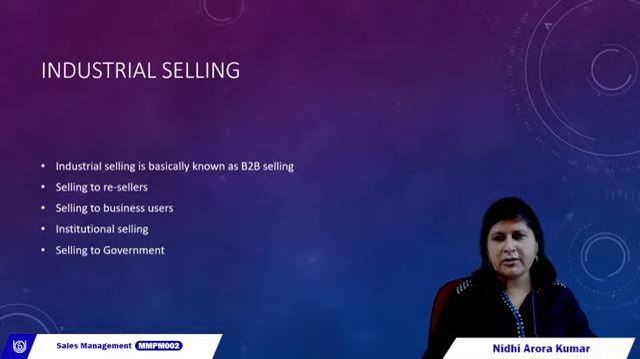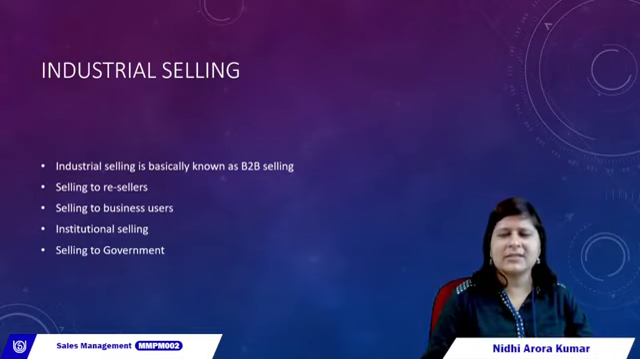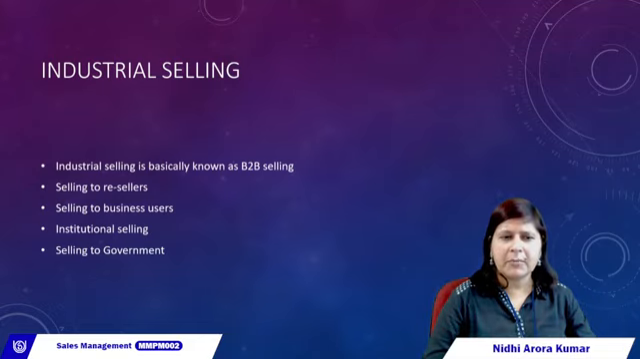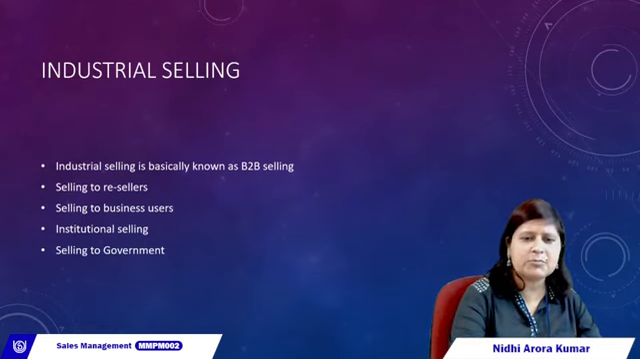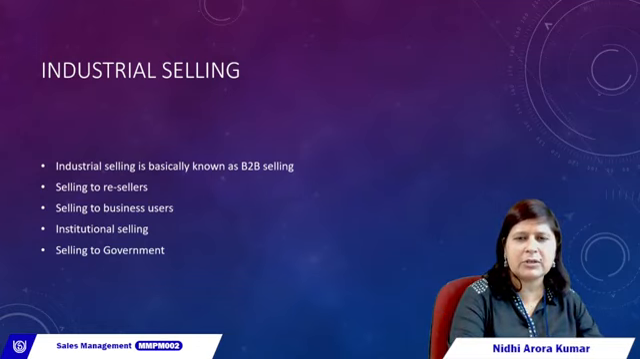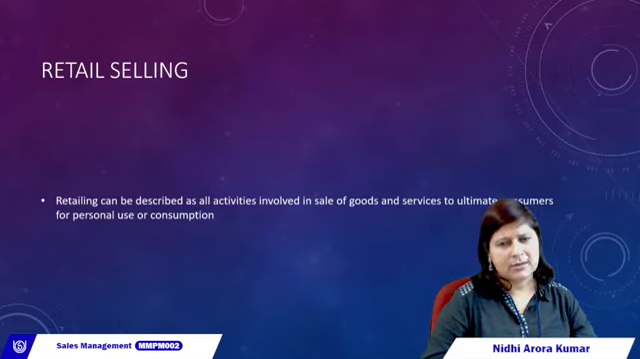Selling to the government, then again, a government needs many things, and when one is selling the product to the government, right, then that is known as the industrial selling. That is B2B selling. Industrial selling is basically B2B selling.